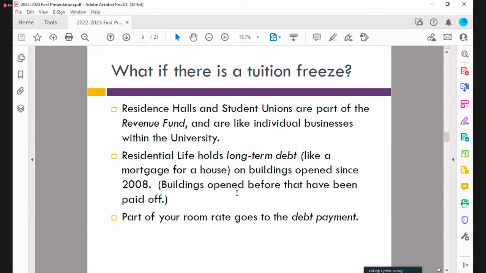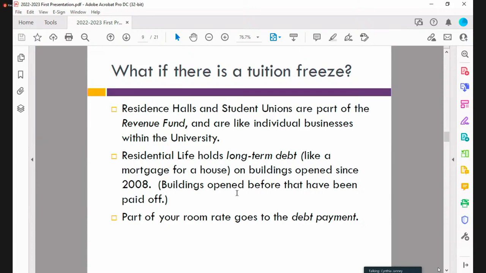Now, residence halls and student unions are part of the revenue fund. Many of you are familiar with the revenue fund. For those who aren't, you'll hear more about it. But our programs are run kind of like individual businesses within the university, in that we bring in revenue and that revenue should cover our expenses.